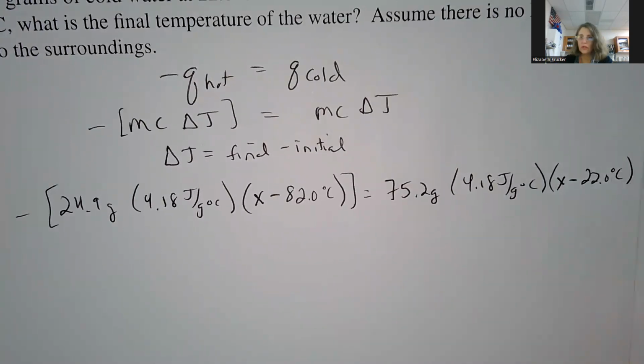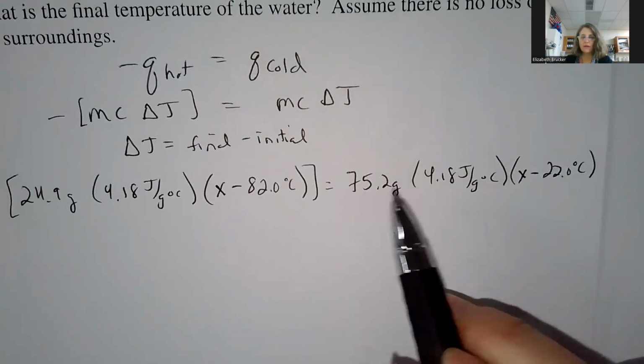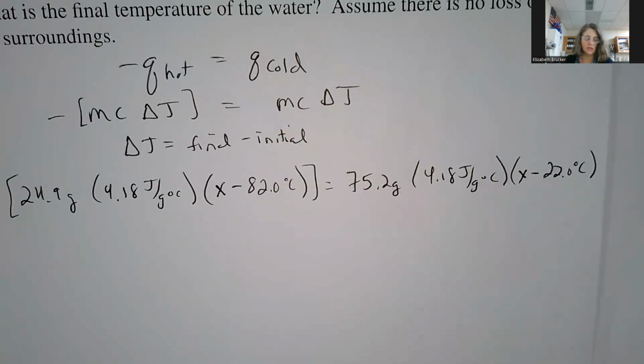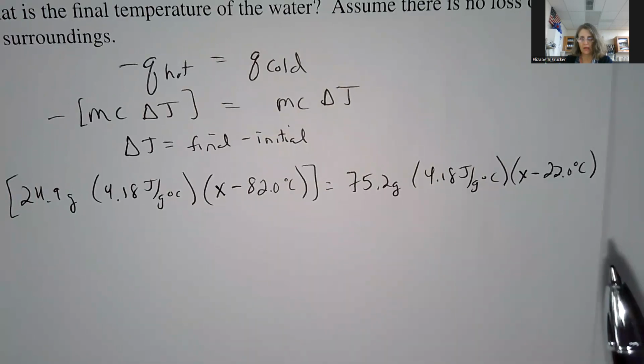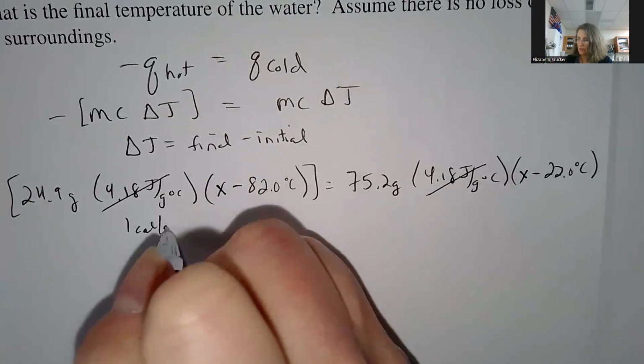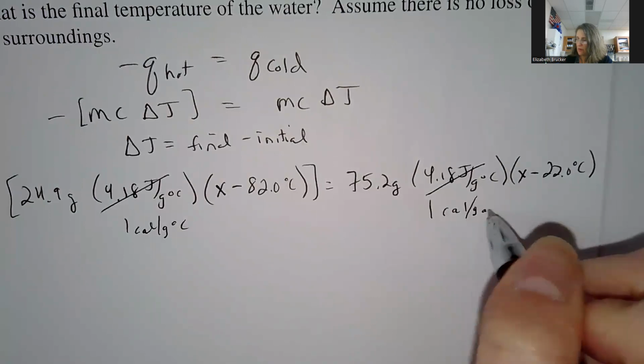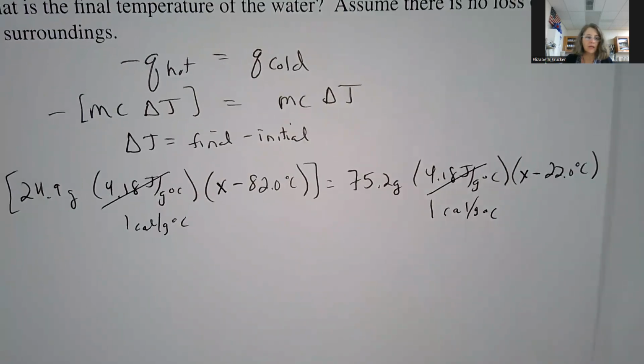So 22 degrees Celsius is going to be my initial temperature of the cold water, 75.2, and I'm going to use the specific heat of 4.18. Now, if I set these equal, 4.18 is on both sides. I could also set this equal to 1 calorie per gram degrees Celsius as well. Since they are the same on both sides, they are really irrelevant to our calculation, so I could actually just divide them out because they are the same on both sides.